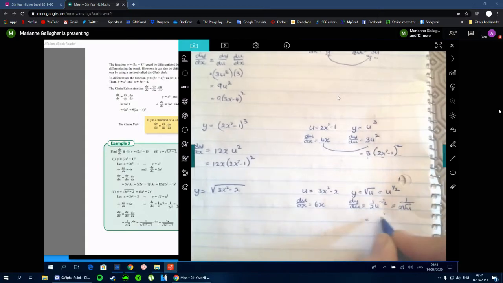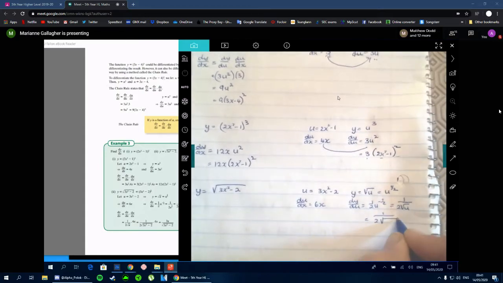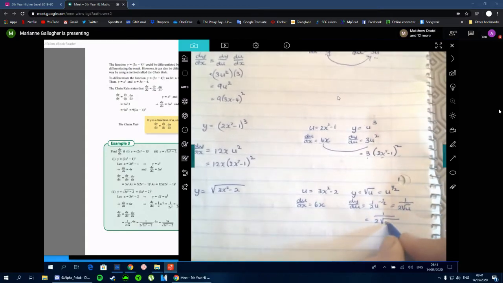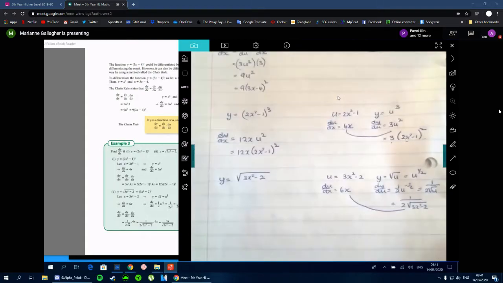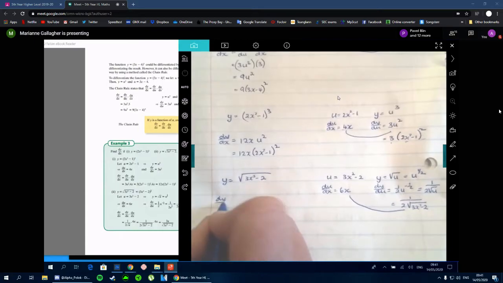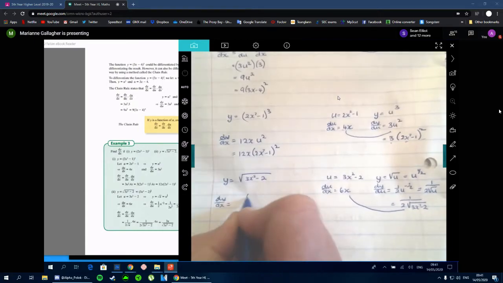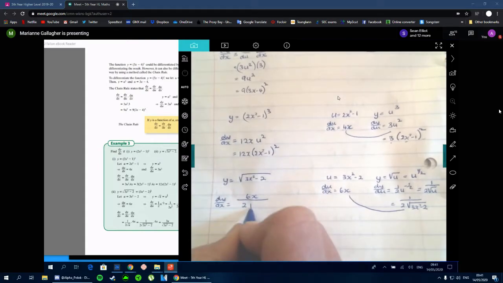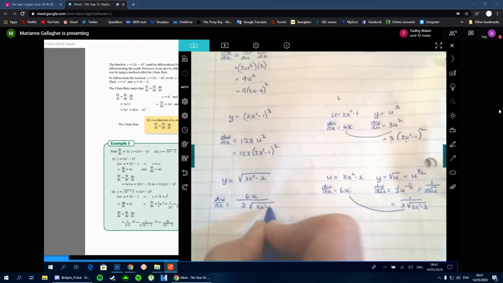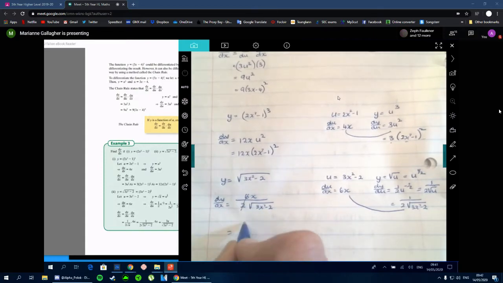And we can change that straight away back into the square root of u, which is the square root of 3x squared minus 2. And then we just multiply these. So dy/dx is 6x multiplied by 1 over 2 times the square root of 3x squared minus 2. And we can simplify that a little bit more, because 6 over 2 is 3. So that's 3x over the square root of 3x squared minus 2.